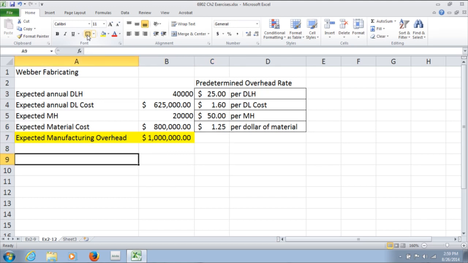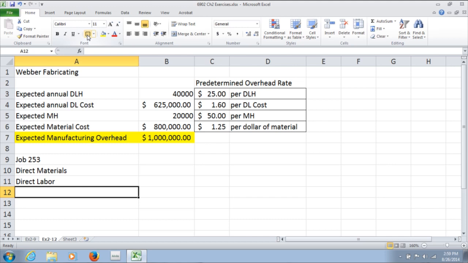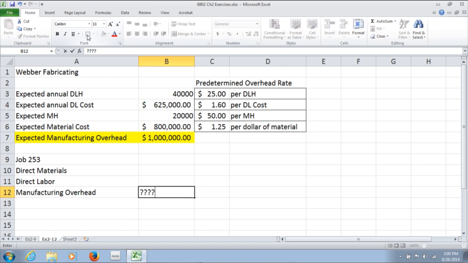So in the second part, we have a particular job 253, where we have been given direct material costs, direct labor costs, and then we are asked how much in terms of manufacturing overhead we should encounter. So this is going to be a different amount depending on the allocation method.